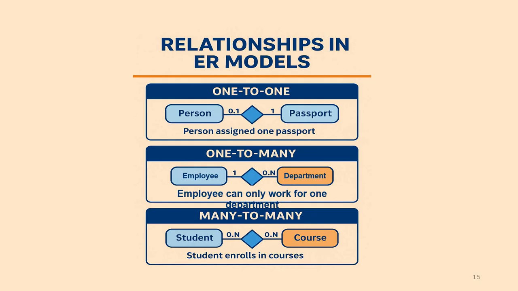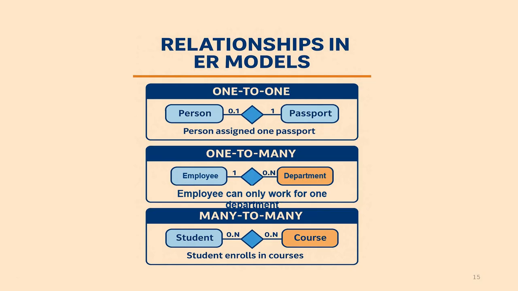And now one-to-many relationship. It's like the relationship between employee and department. The employee can work in only one department, and that department contains more than one employee.